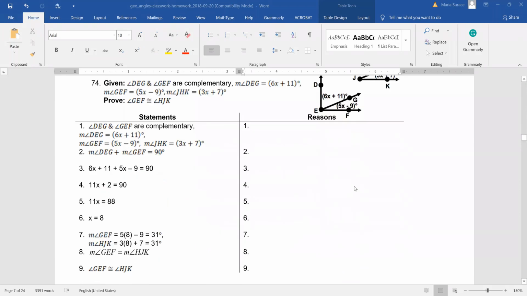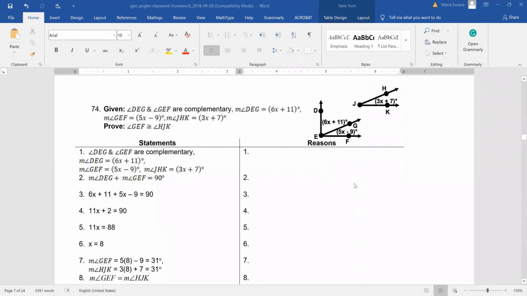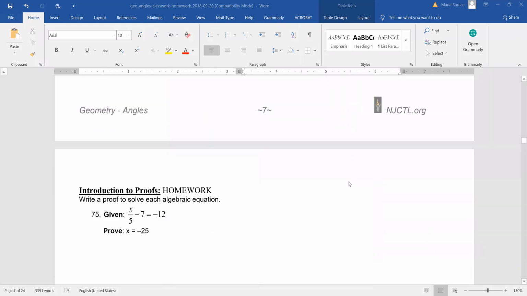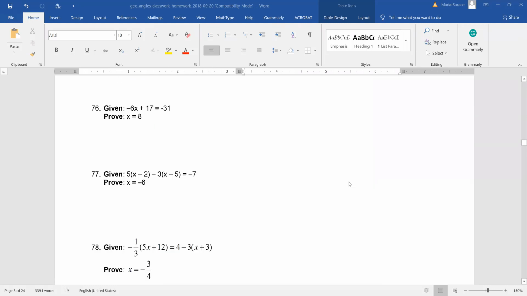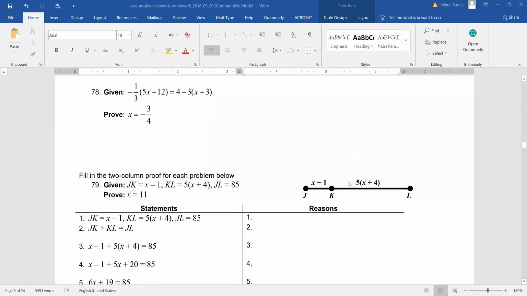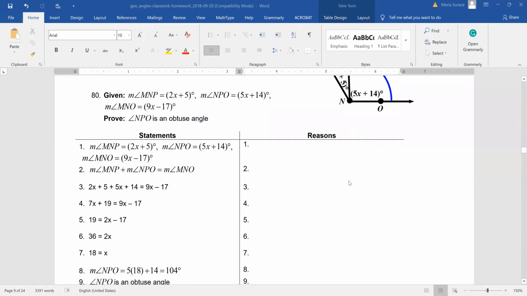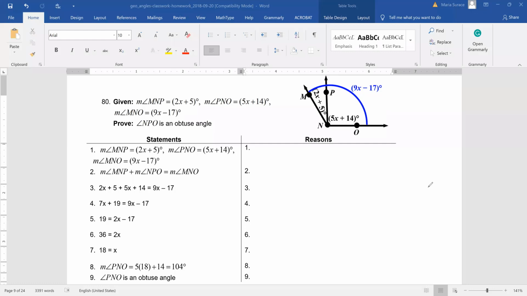So I believe there's one more left in this section. I'm going to do one more geometric proof with you to show you how to work through it under the homework section. And we'll work on number 80 in the homework section together. Let's go over number 80.